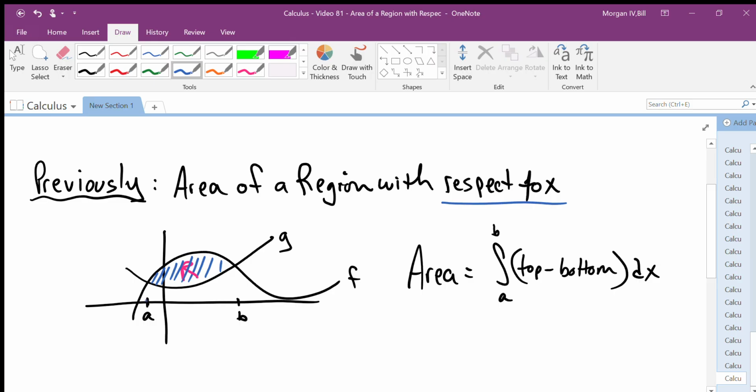Note that the bounds are the intersection points, and they are x bounds. These are a and b on the x-axis. The area ends up being the integral from a to b, x bounds, of the top function minus the bottom function, and notice that it is a dx here.